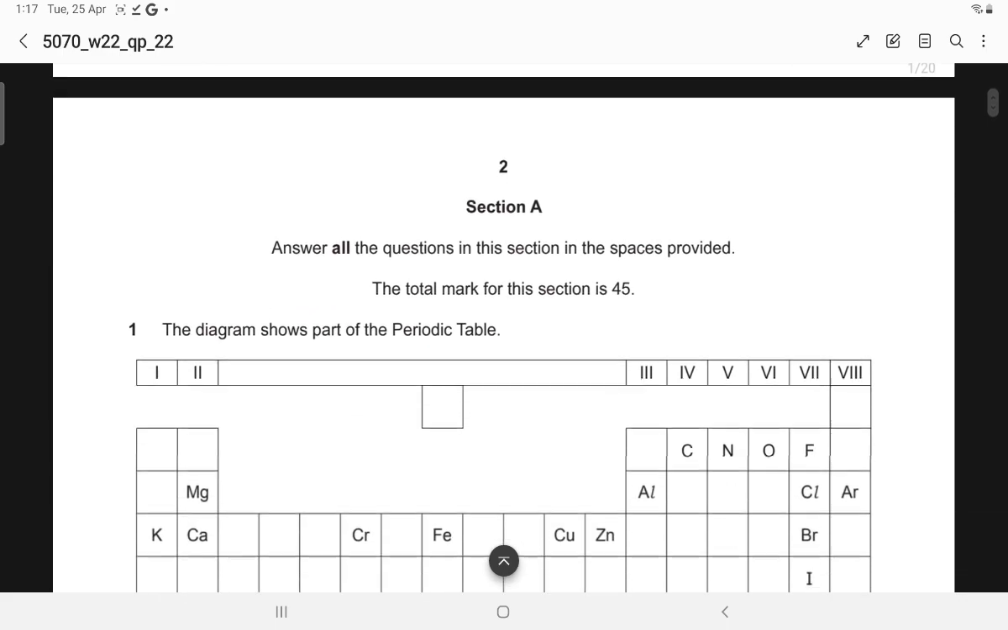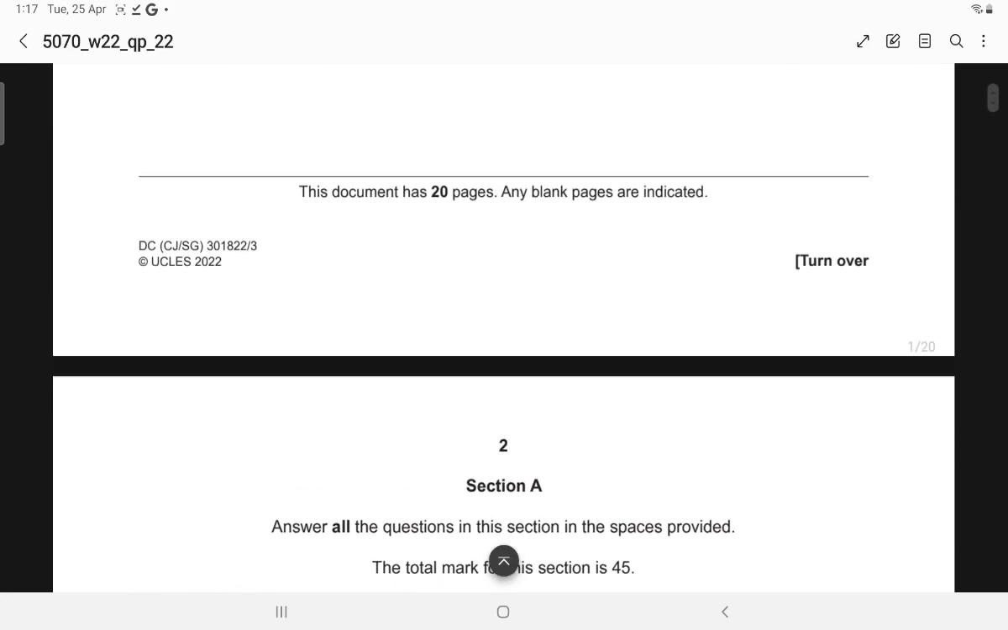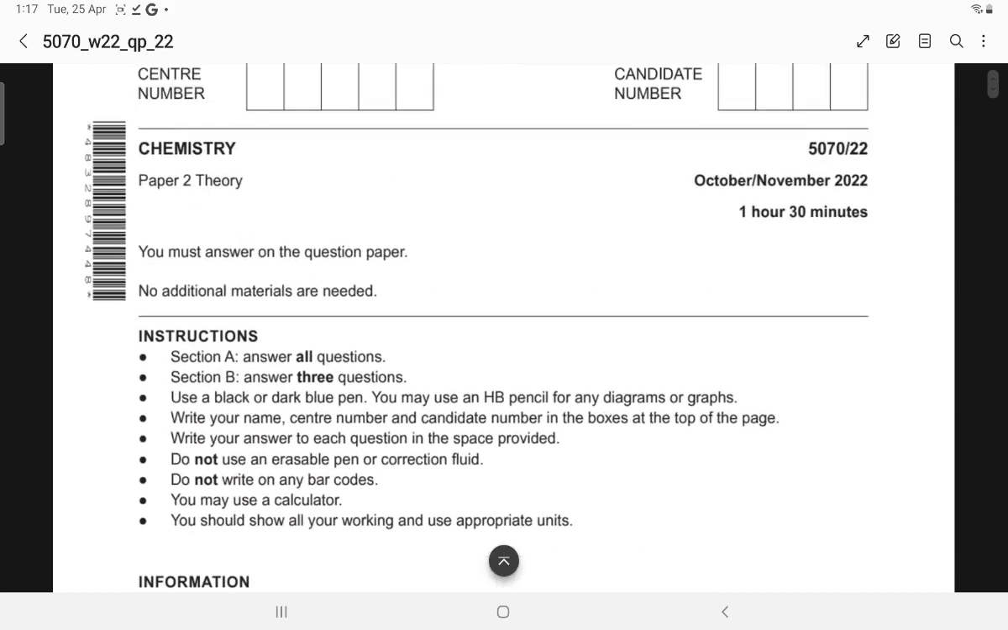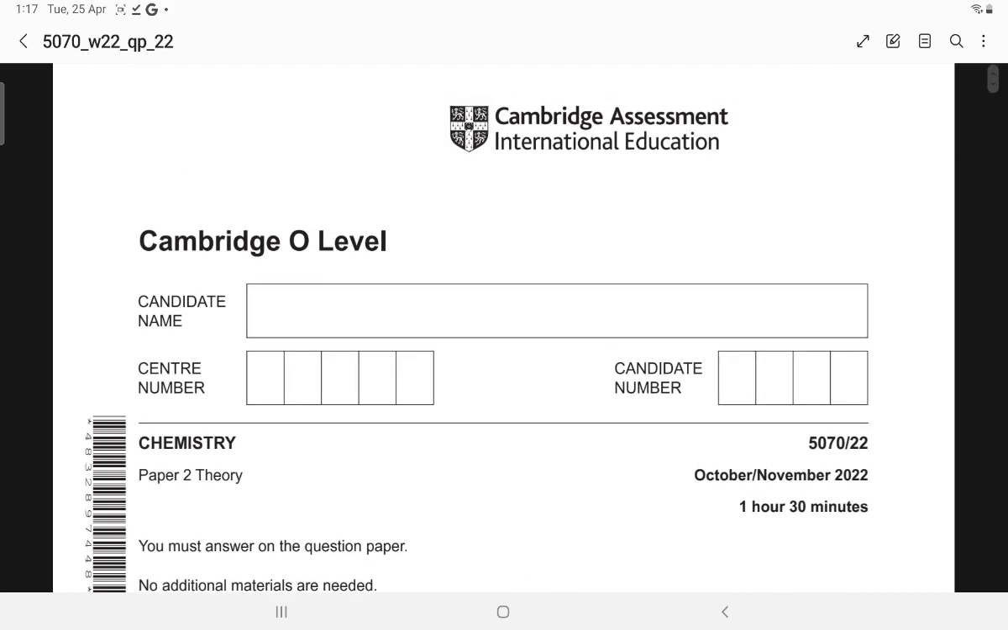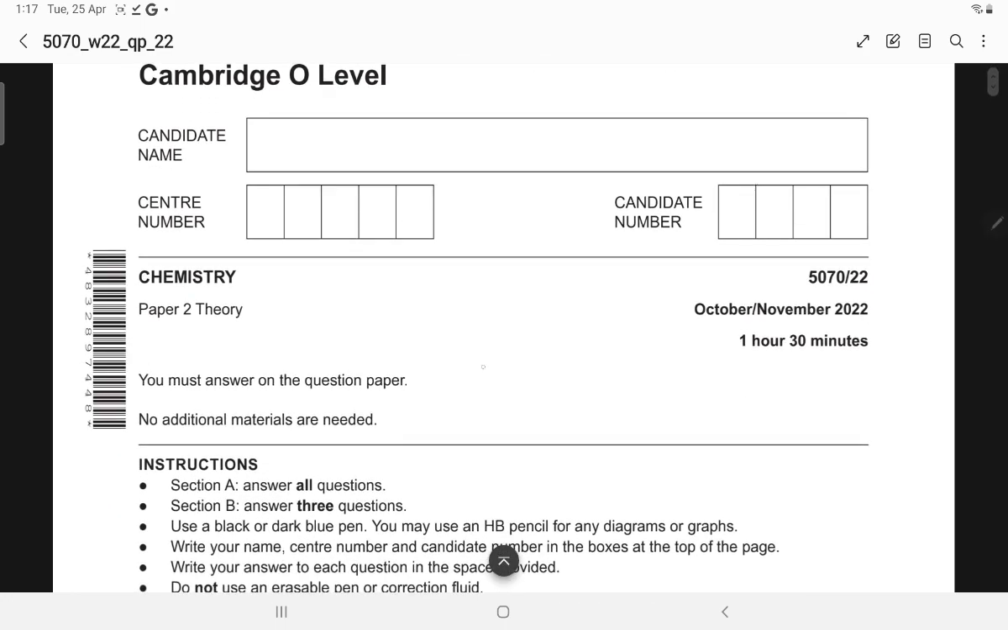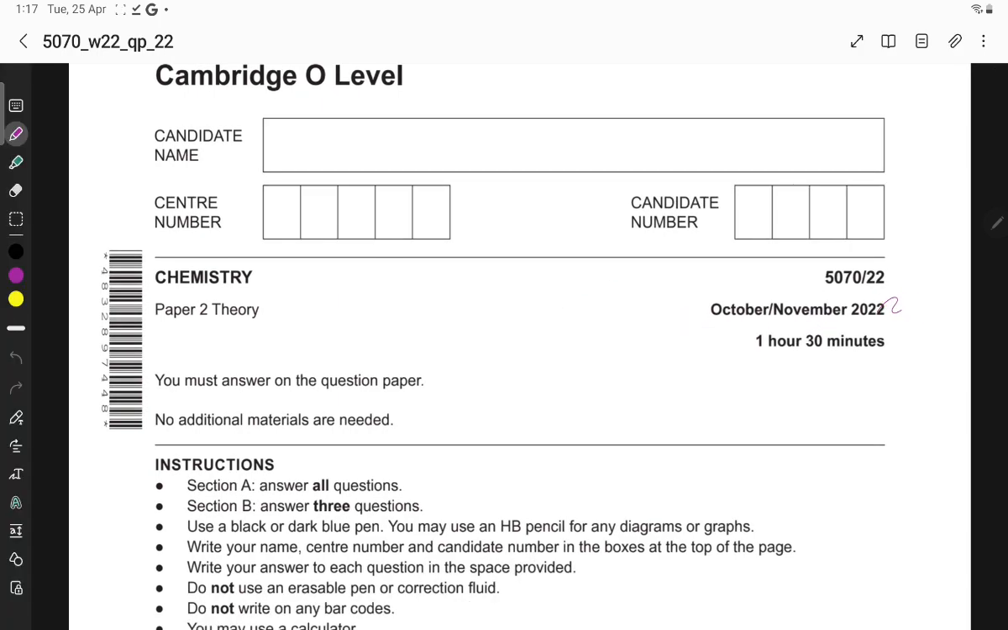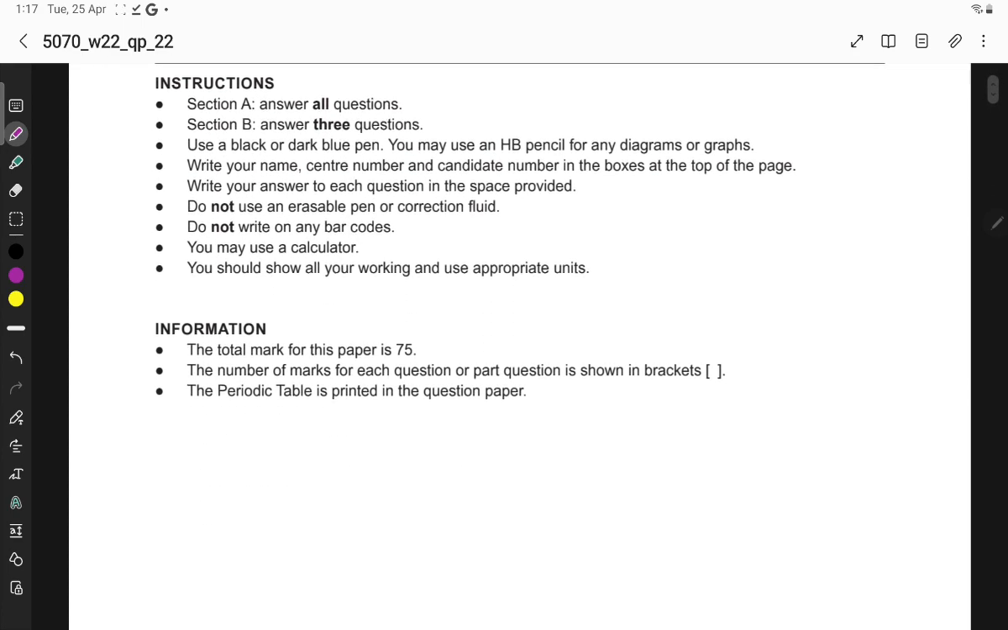Today I will be solving 5070 O level chemistry paper 22, October November 22. So this is the paper. So let's start.